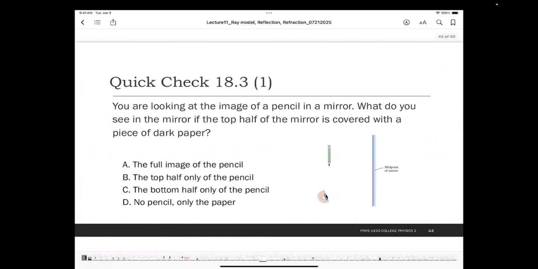Okay, let's talk about the other one. Looking at the image of a pencil in a mirror, what do you see in the mirror if the top half of the mirror is covered? For example, here is the middle node. If the top half of the mirror is covered with a piece of dark paper, this part also becomes very dark. So what do you see in the mirror if the top half is covered with a piece of dark paper?